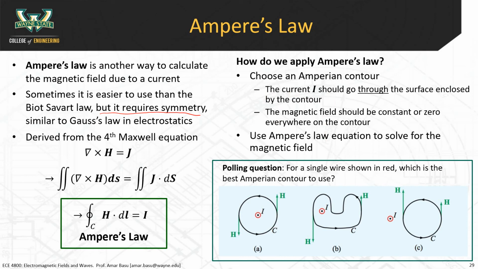The current I has to go through the surface enclosed by the contour. And the second rule is that you should draw the contour such that the magnetic field is the same everywhere on the outer surface, or zero everywhere on the outer surface.